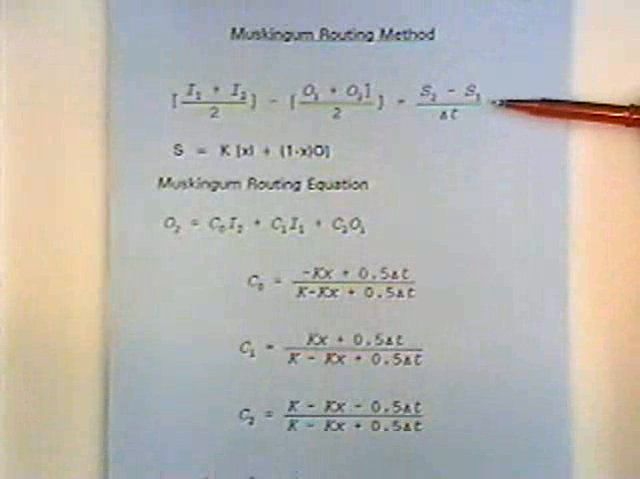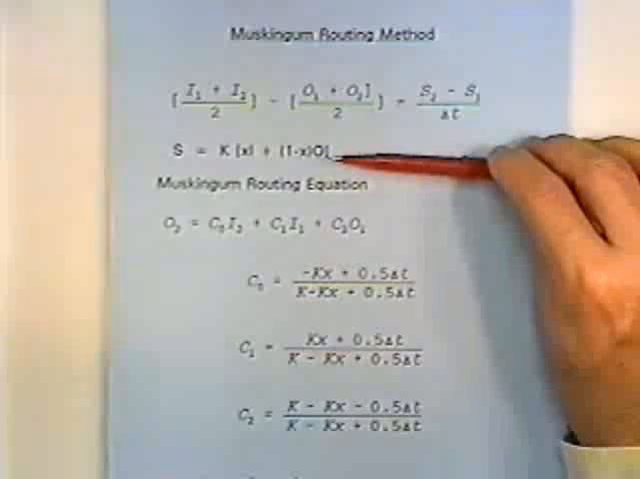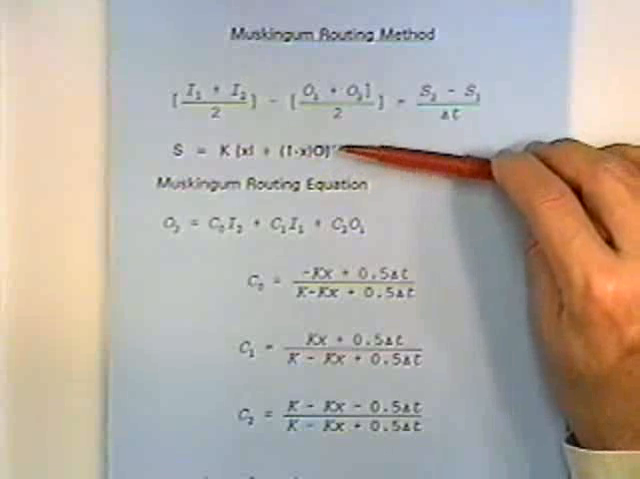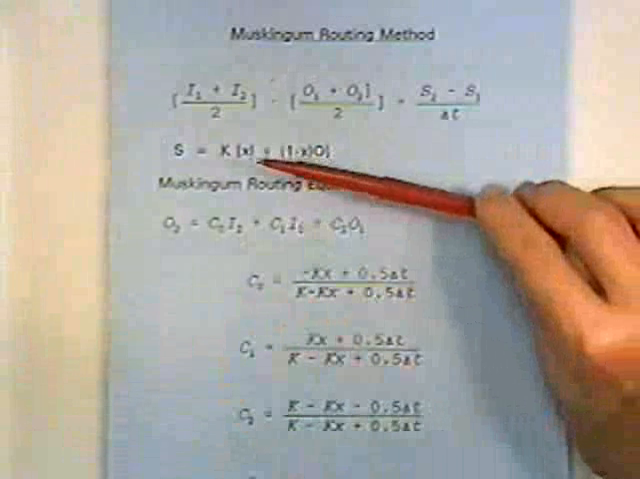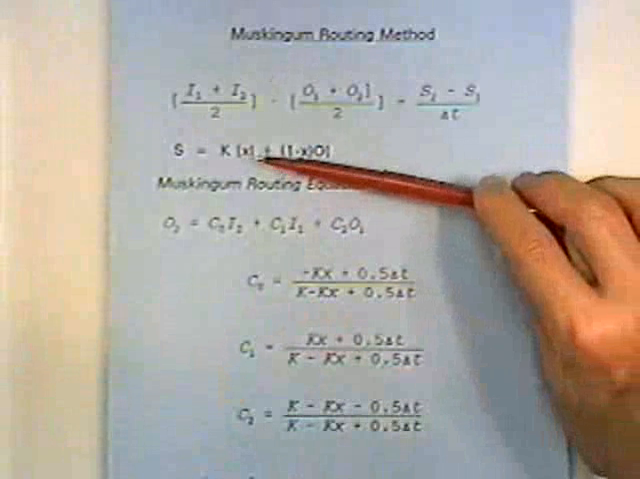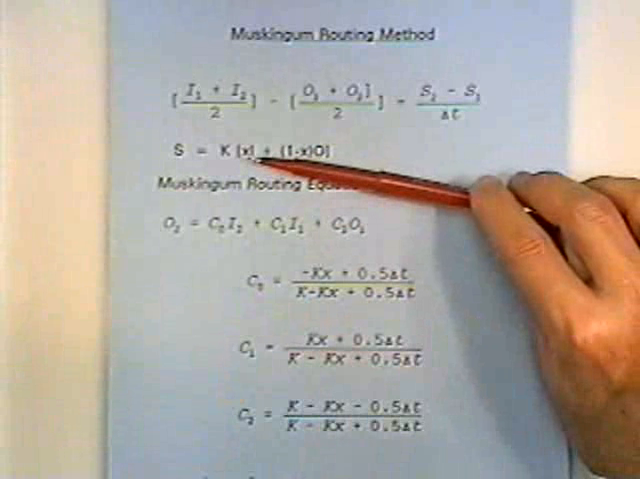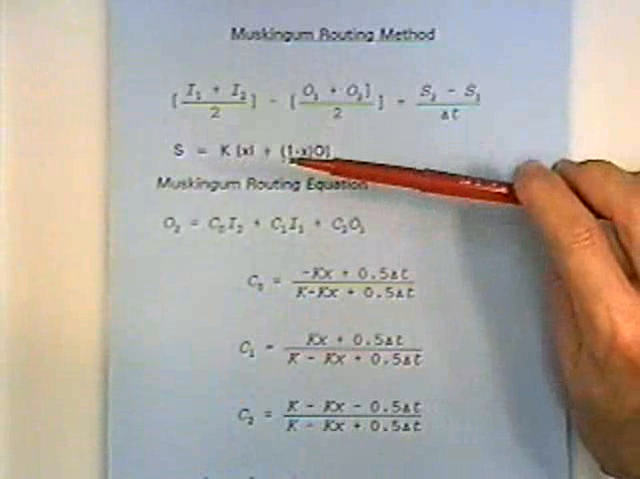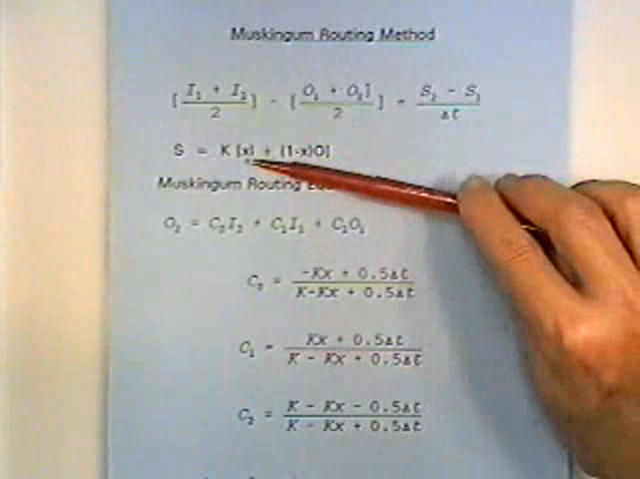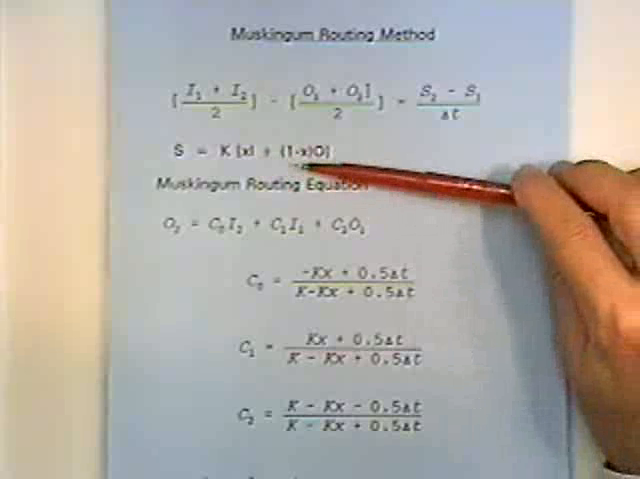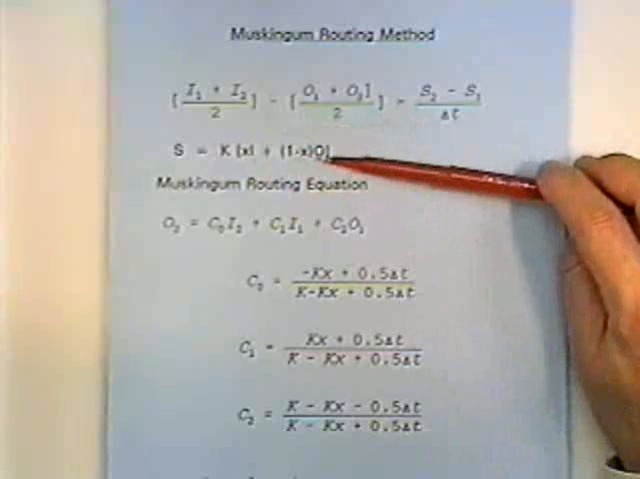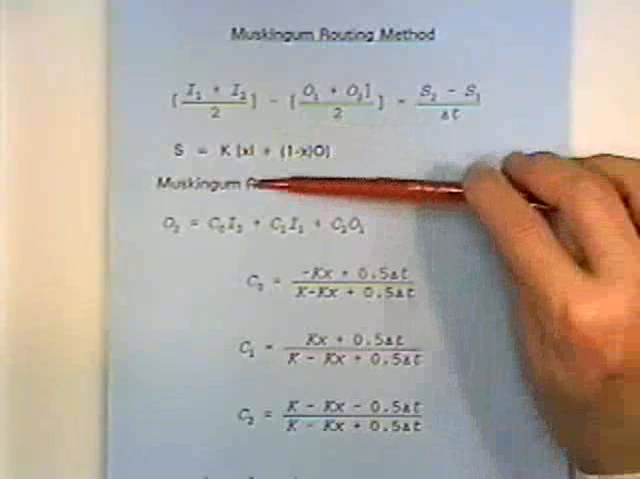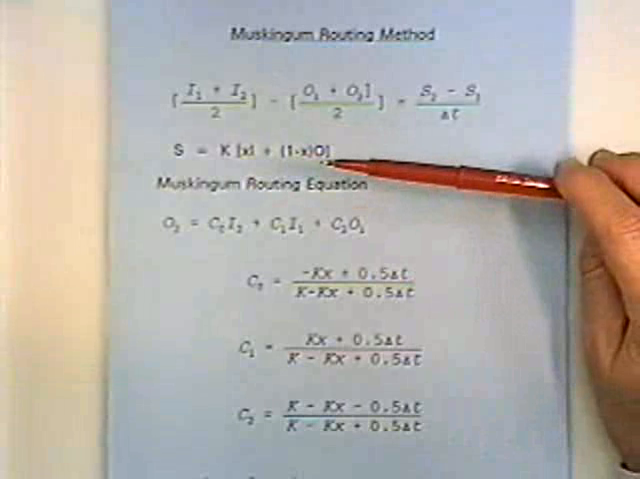You take the continuity equation, the same continuity equation that we worked with before, but then you say storage is a weighted function of both inflow and outflow. And so the simplest function would be to just weigh inflow and outflow. So X is a weighting factor between 0 and 1. And so if X is, say, 0.2, then 1 minus X is 0.8. So it's taking the inflow times 0.2 and the outflow times 0.8. It's weighing both the inflow and outflow.